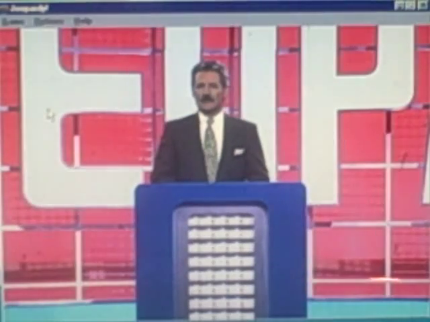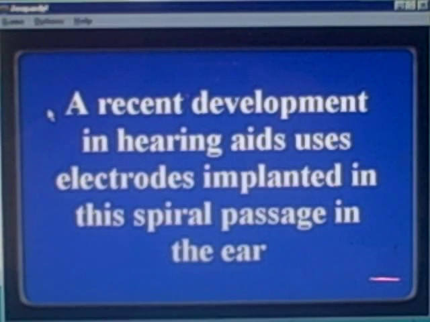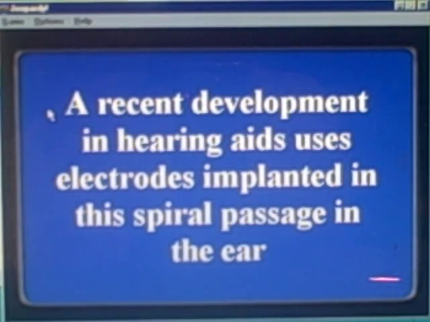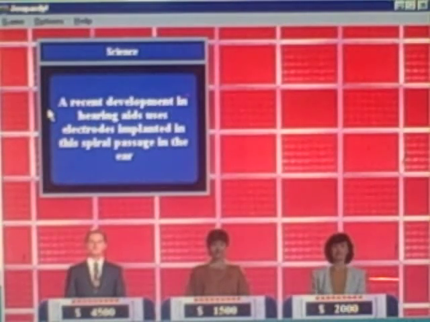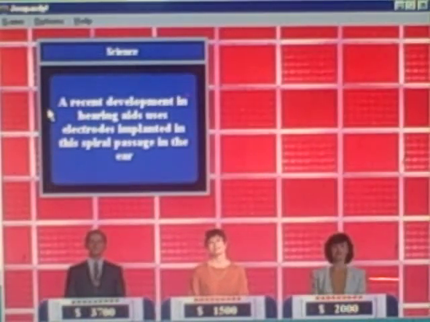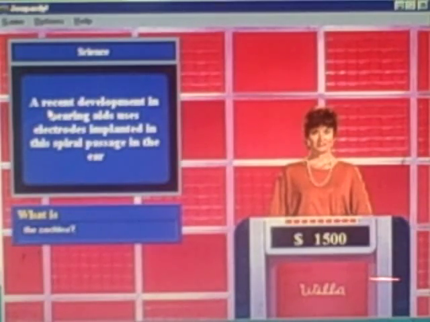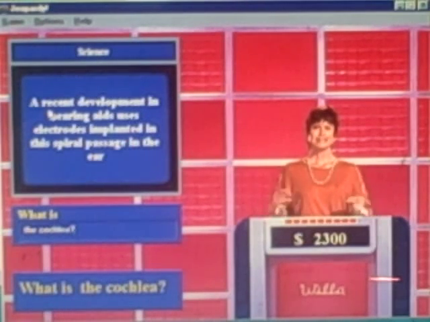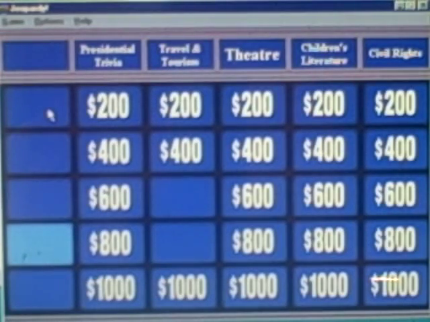Science 800. A recent development in hearing aids uses electrodes implanted in this spiral passage in the ear. Contestant number 1: What is the eardrum? Incorrect. Contestant number 2: The cochlea. Yes, that's correct.